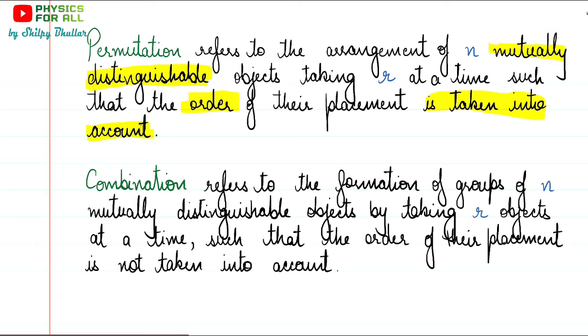Okay, then there comes combination, which refers to the formation of groups of n mutually distinguishable objects, because even if we are grouping, we want objects to be different in some aspect. Okay, and then by taking r objects at a time such that the order of their placement is not taken into account. So now we have just grouped the objects.